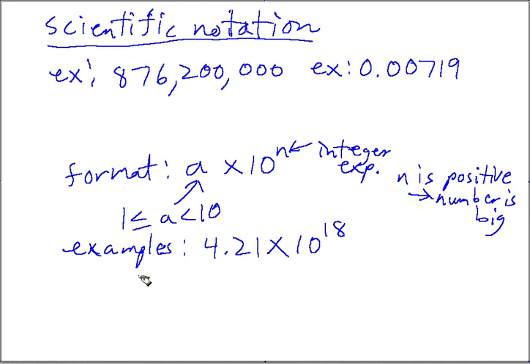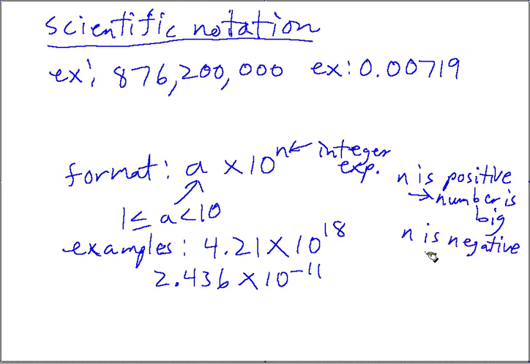What about this number then? How about 2.436 times 10 to the negative 11? Here n is negative 11, so n is a negative integer. In this case, is this a big number? No, it's not. When n is negative, then it's a very small number. So n is negative implies the number is small, practically 0. This number here is practically 0, very small.